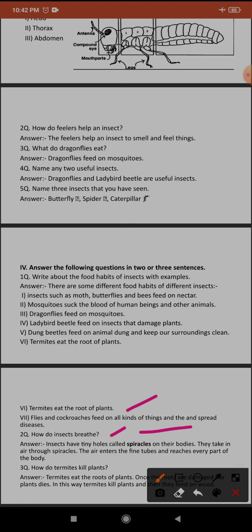Okay, now the second question is, how do insects breathe? Insects have tiny holes called spiracles on their bodies, and they take in air through the spiracles, and the air enters the fine tubes and reaches every part of the body. So this is the way that they breathe.